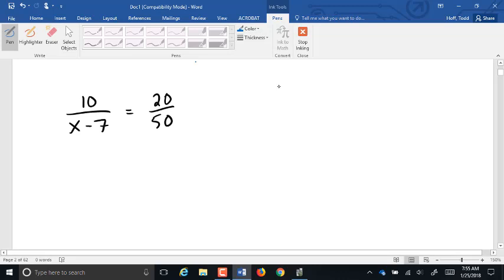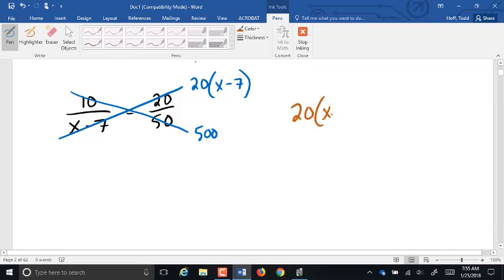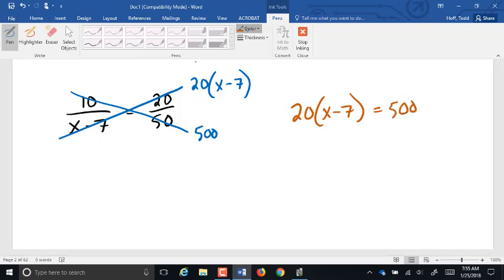Something like this. Solving for x. Now, x isn't by itself, but I can do that cross multiply thing. Here's one diagonal. 10 times 50 is 500. Here's my other diagonal. That's going to be 20 times x minus 7. I know those two have to be equal. 20 times x minus 7 has to equal 500.